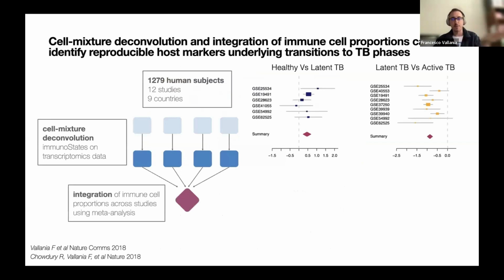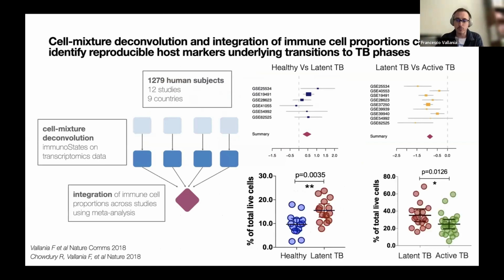By taking cell proportions and integrating them, we found two cell types that change in tuberculosis, from the healthy state to the latent phase of the disease, and from latent to active disease. One was an immune cell called NK cells. And lo and behold, we validated this in two independent cohorts, one from South Africa, one from Taiwan. We published this paper in Nature in 2018. If you're curious, these are the references. You can take a look at them.